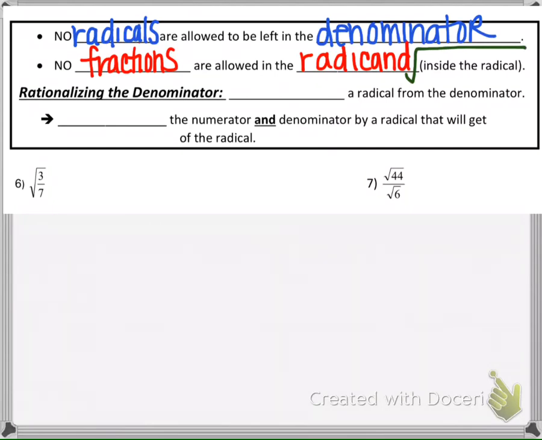Normally, unless your instructor tells you otherwise in the future, so in Math 150 or future math classes, you would need to ask your instructor, is it okay for us to leave radicals in the denominator or fractions in the radical? So in this class, it is not okay because we're learning how to remove them. That is what the process of rationalizing the denominator means.